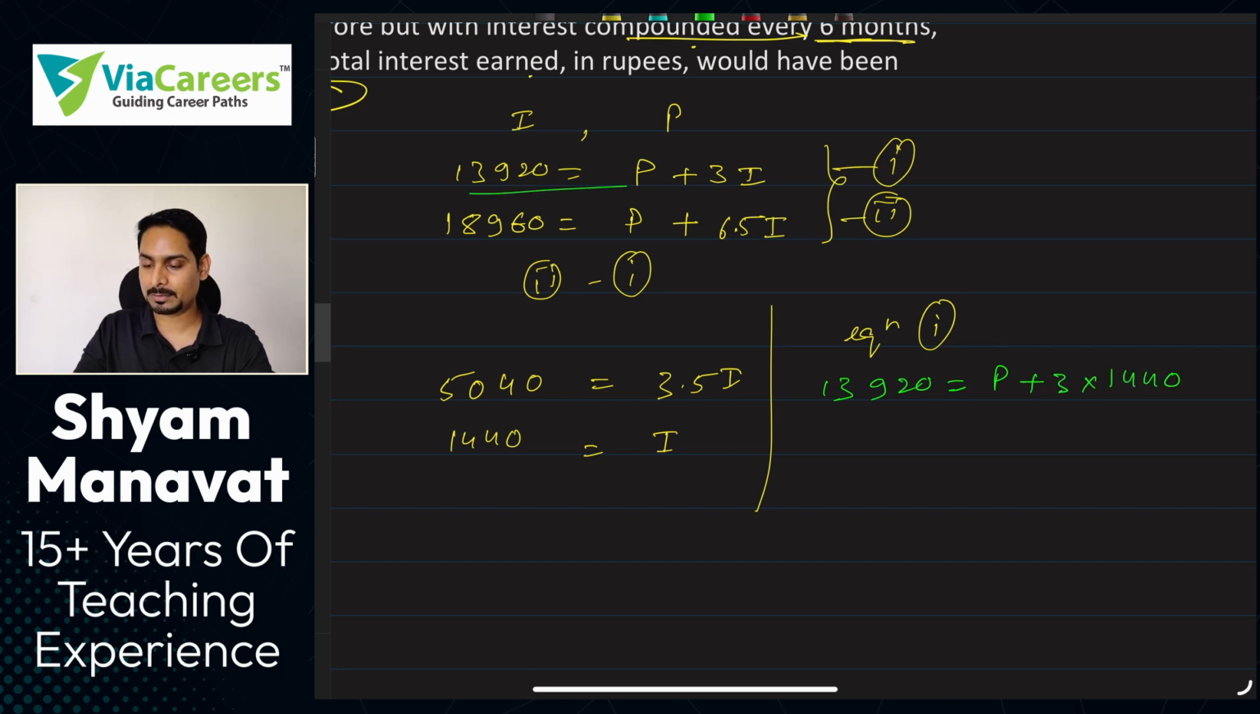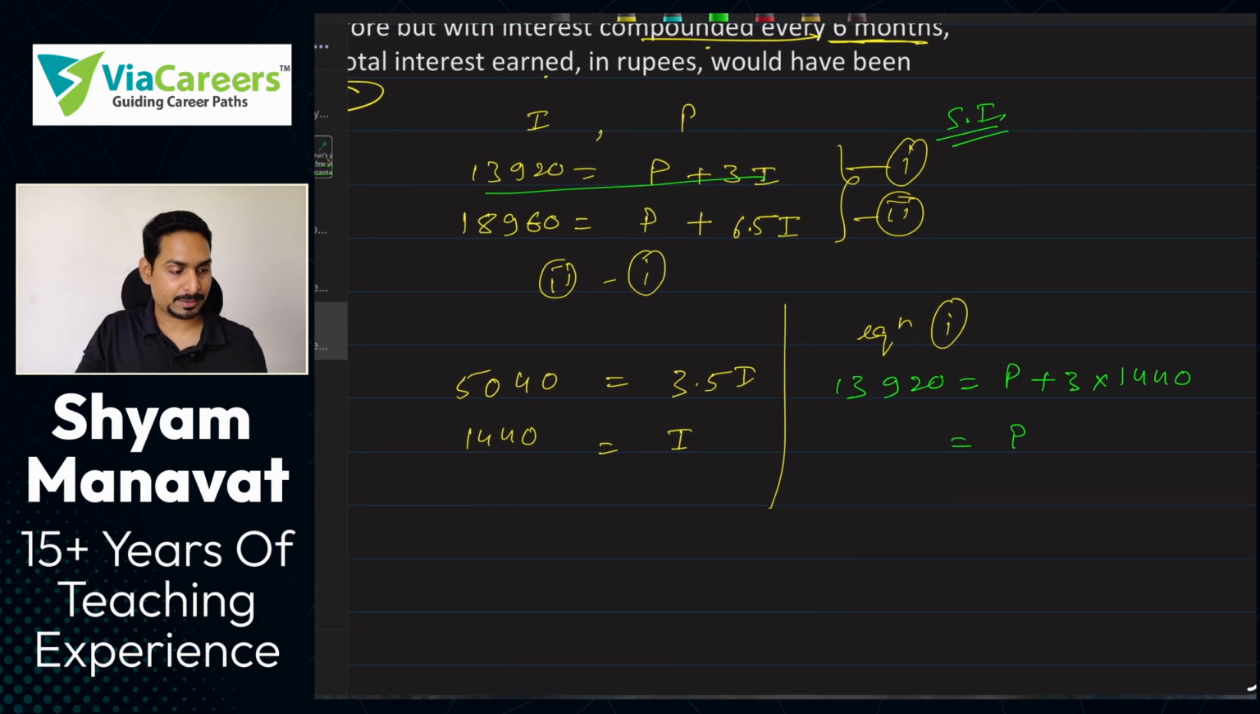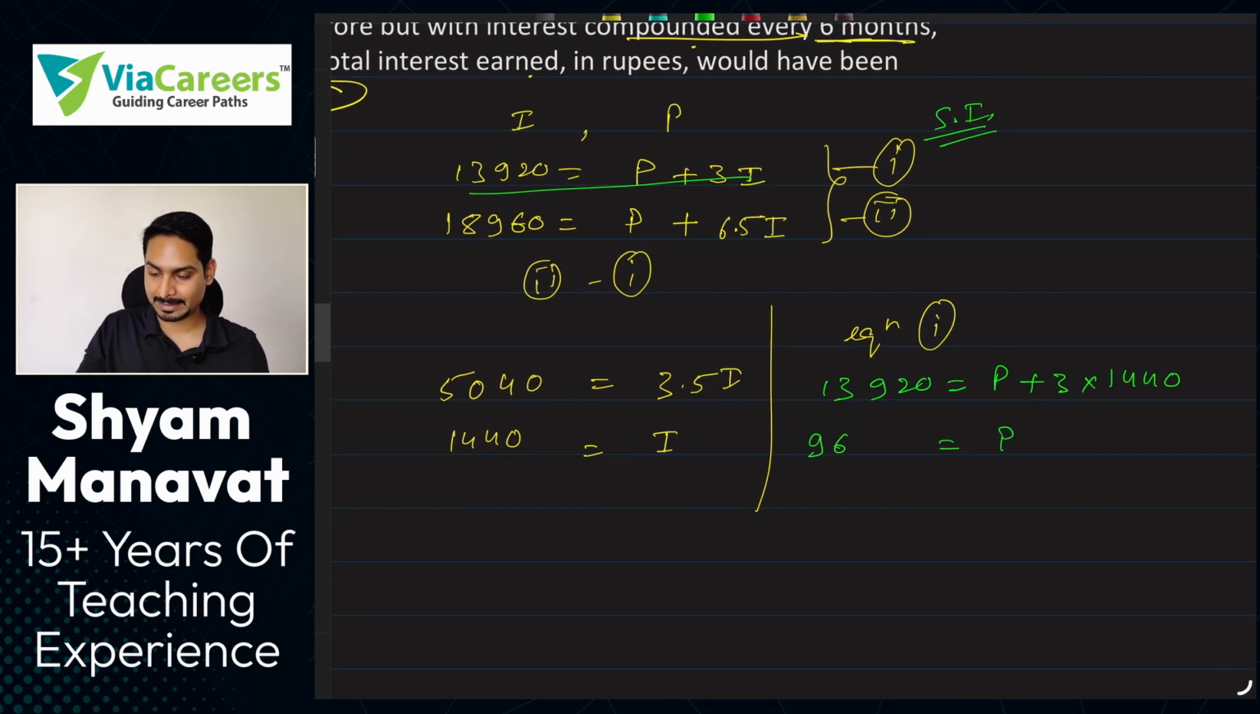I hope you understood equation number 1, right? Most importantly, you need to understand that in case of simple interest, this equation can be formed because every year the interest is the same in case of simple interest. Now, if you calculate the value of P here, this is 13920 minus 3 into 1440. If you simplify that, you should get the principal as 9600. I hope you will be able to do the calculation.